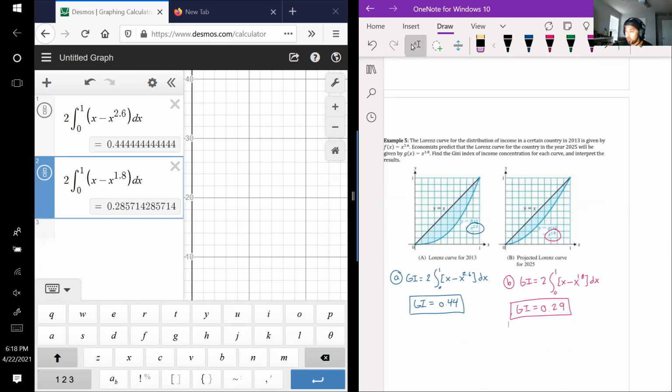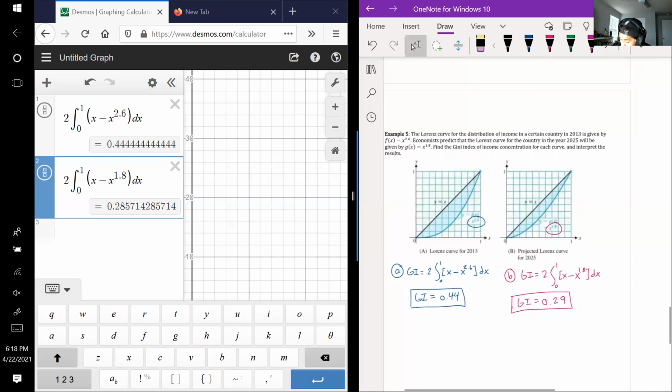So what it says is to interpret the results. What do you guys see as a difference between 2013 and 2025? 2025 is going close to 0. So that means it's more equally distributed, the money. Exactly. But where is this even coming from? Is this like an actual thing? Yeah. Huh. I'm gonna look into it later. Yeah, definitely look it up. It's cool.